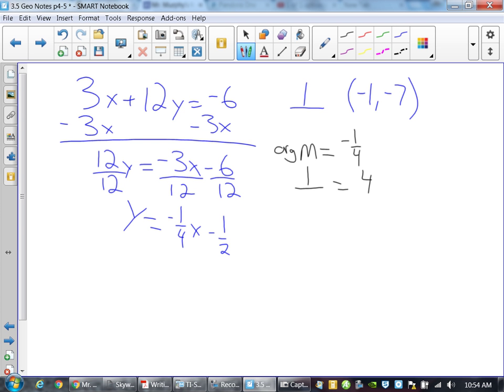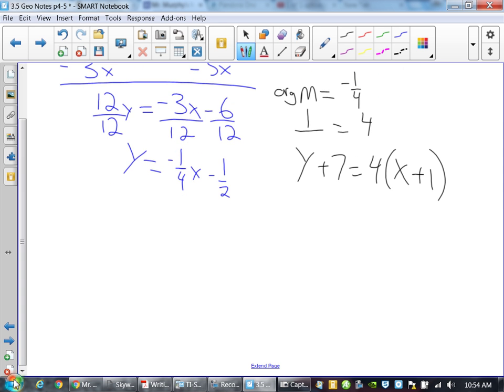And now I go to my point slope form. y plus 7 is 4 times x plus 1. Distribute through. Don't forget, draw arrows if you tend to mess up this little step. That only takes a second. And then how do you move that positive sign? Subtract it.